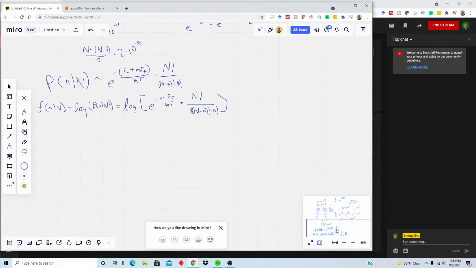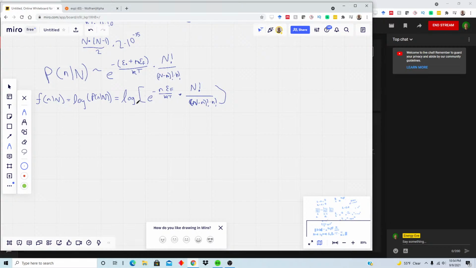Okay. And so in working this out, because this is a logarithm, the natural log of an exponential just gives us this out, which is equal to minus n epsilon over kT, and then plus the log of all this, N factorial over (N minus n) factorial n factorial.